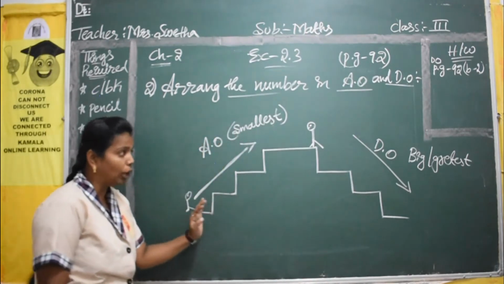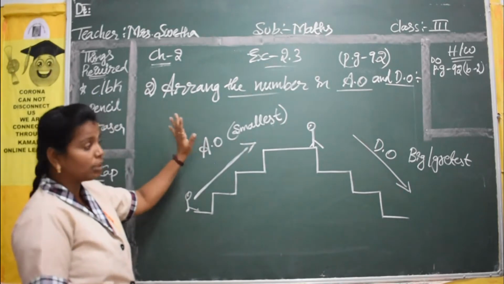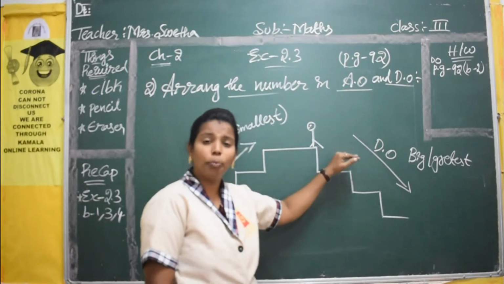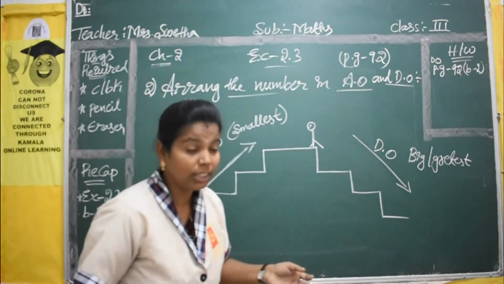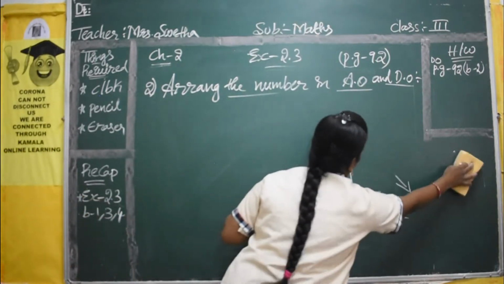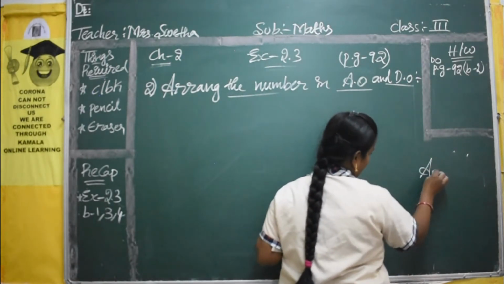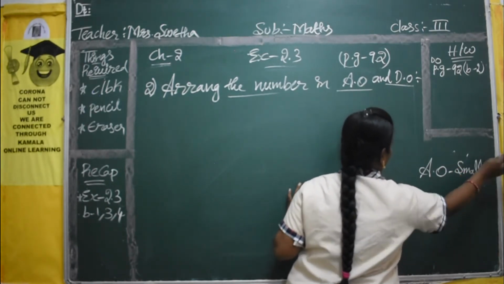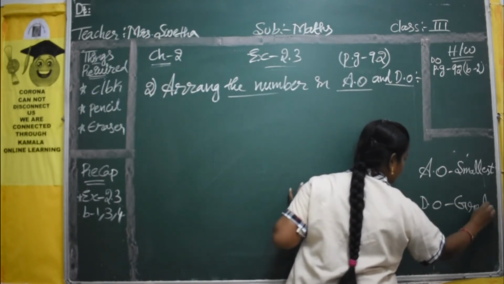Okay children, I hope you have understood. Ascending order means smallest to biggest number. You always pick the smallest number. Descending order means getting down the steps. You always pick out the biggest number. That will be from biggest to smallest. So ascending order means you pick the smallest number. Descending order means you pick the greatest number.